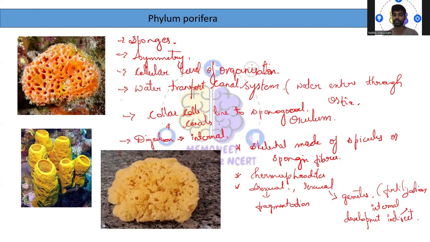One thing you can do is make summarized points like this. Instead of reading the entire textbook, if you summarize and make points, this will help you revise the entire concept in very little time during your revision period. Some examples are also important, because based on examples, match the following or true or false statements can also be asked, right? Some examples of this phylum Porifera are Sycon. Can I call it Sycon?